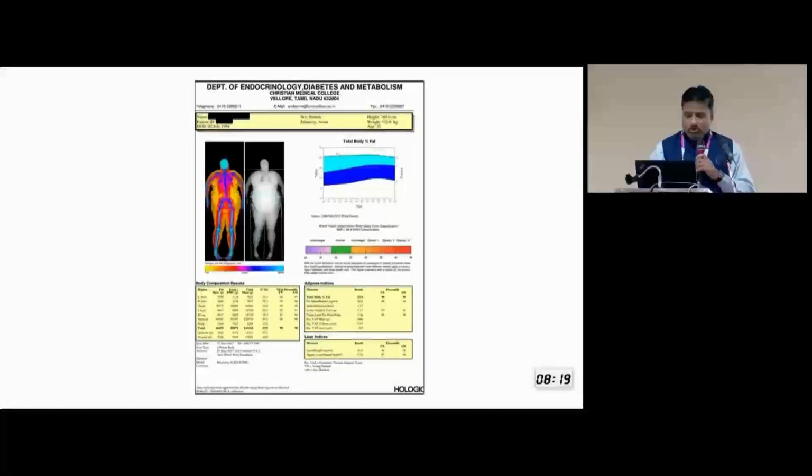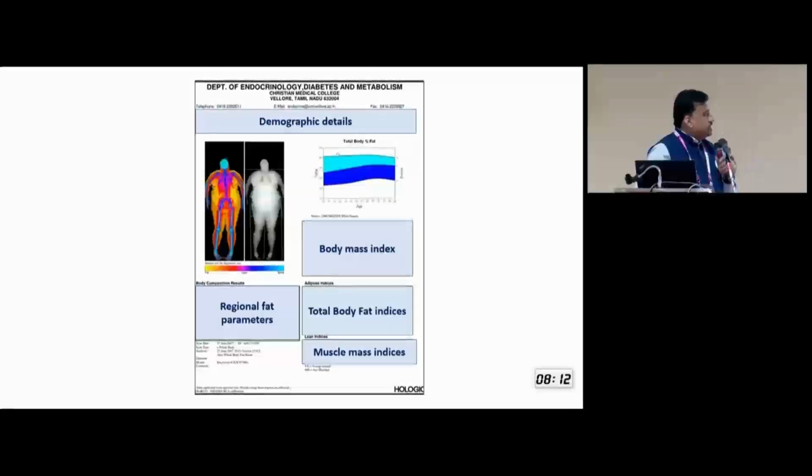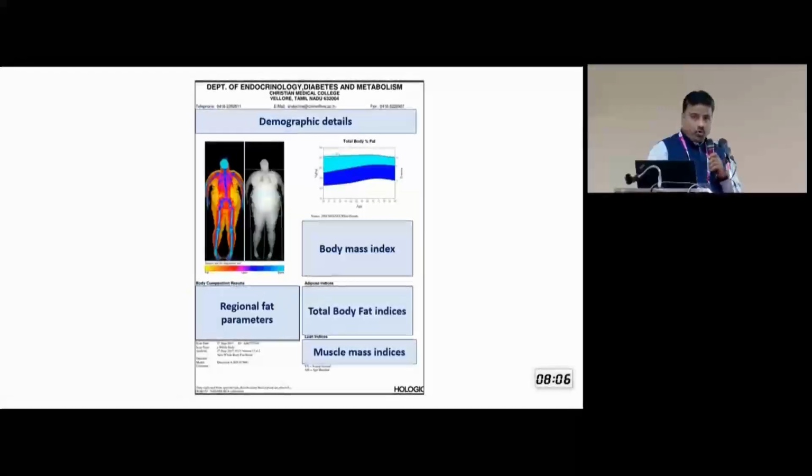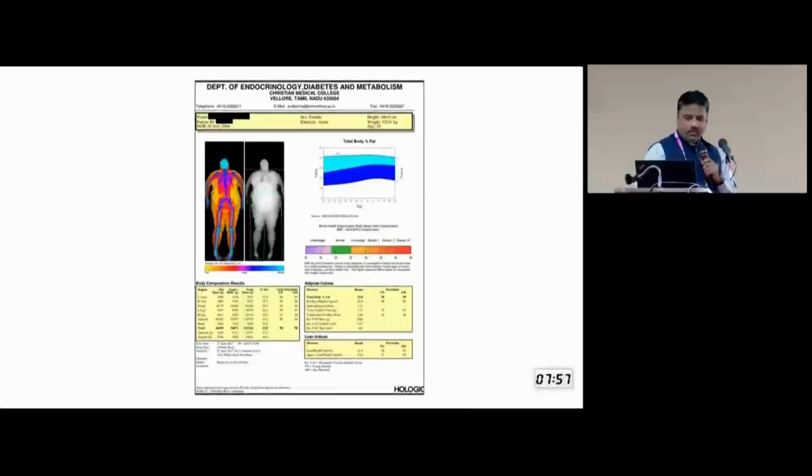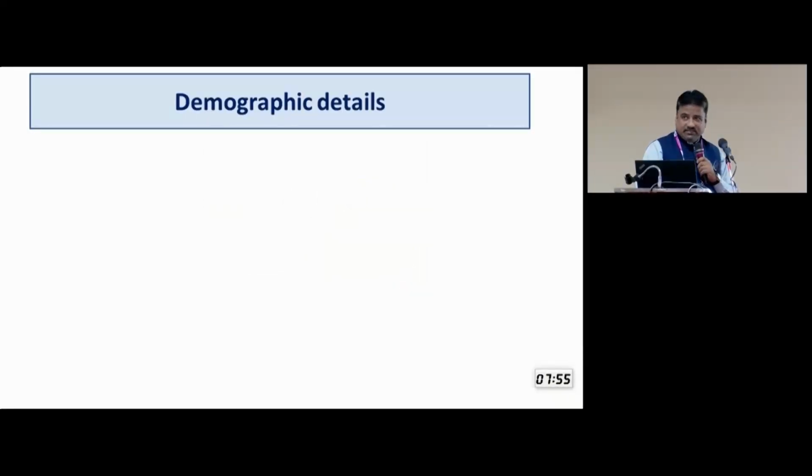If you look at the body composition report, I would broadly divide it into 5 different parts. They have the demographic details on the top. It has details on body mass index, body fat, muscle mass, and regional fat parameters, and I'll dwell on each one of them individually. Let's first start with the demographic details.